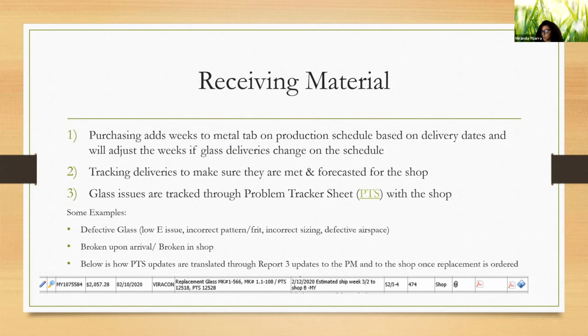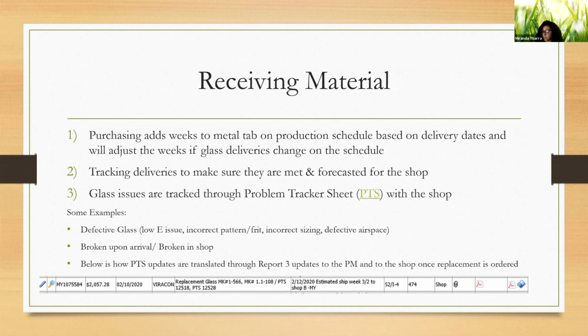Glass issues are tracked through the problem tracker sheet, also known as PTS, with the shop. Some examples of what this PTS report might be tracking would be defective glass, low E issues, incorrect fit pattern, incorrect sizing, defective airspace, broken upon arrival, even broken in our shop.